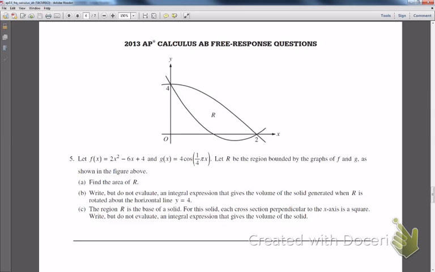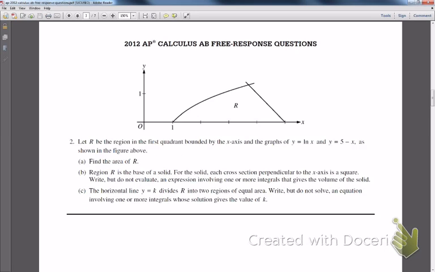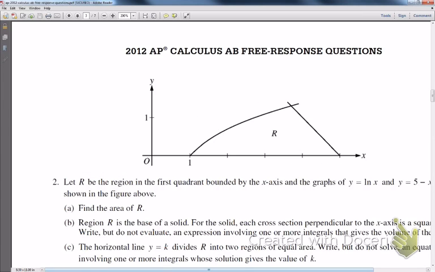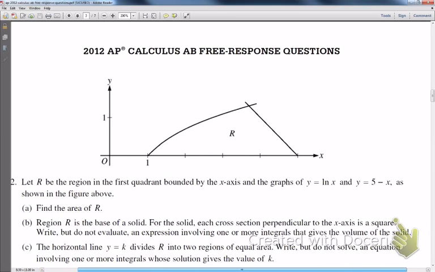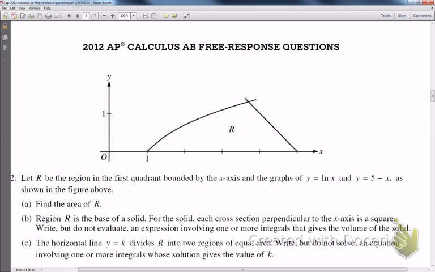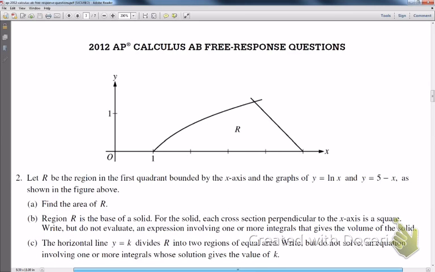So I want you to do, oops, not this one. I want you to do this one. Just the first part again, part A. And this is number 2, so you get to use a calculator again for this one.